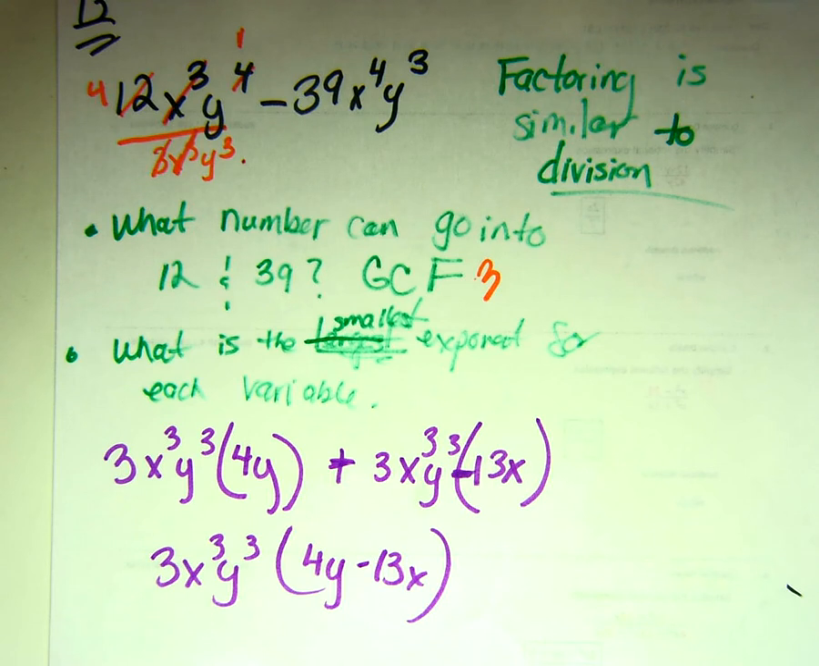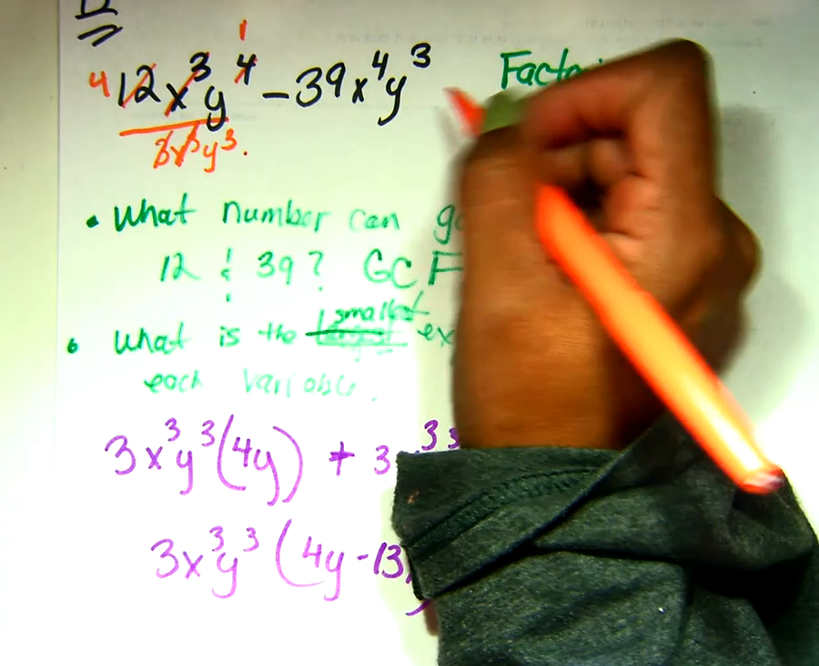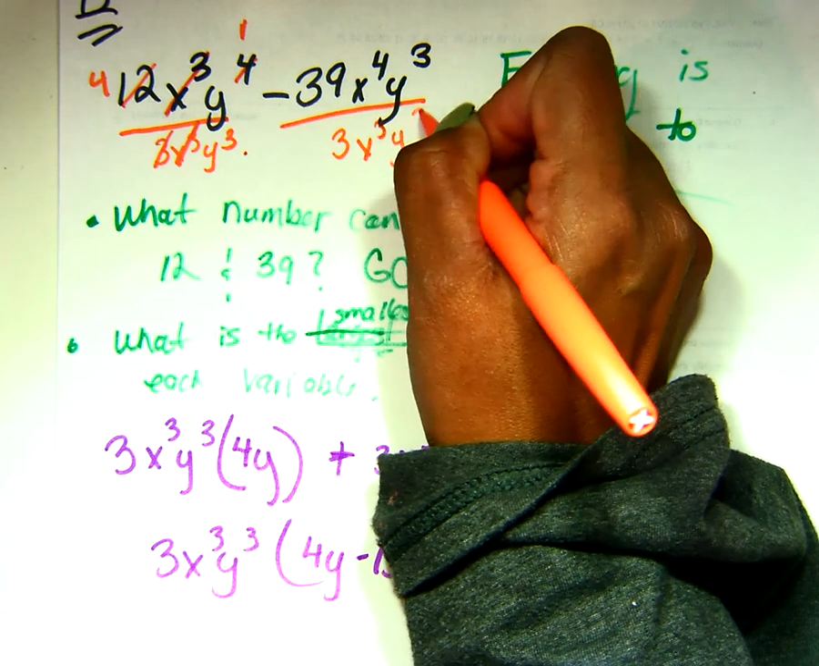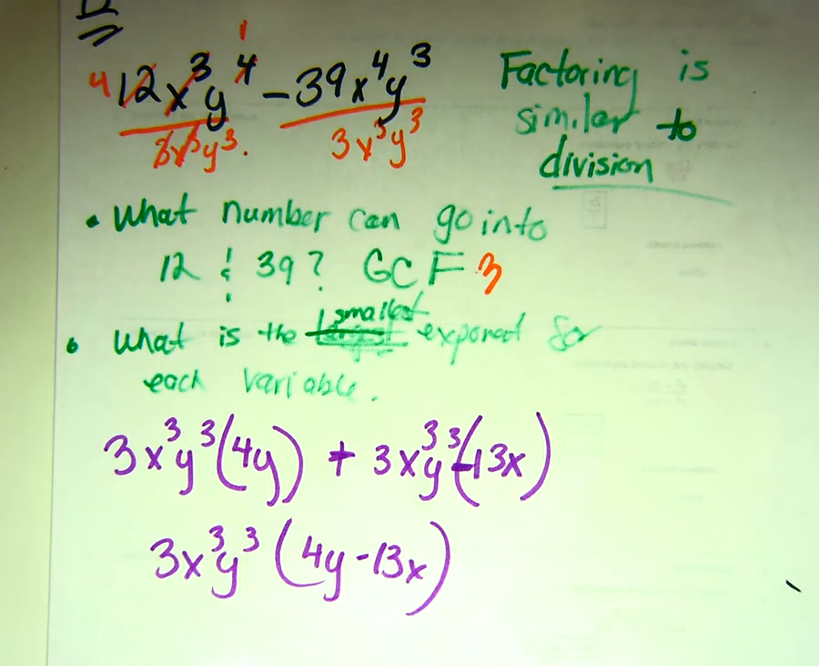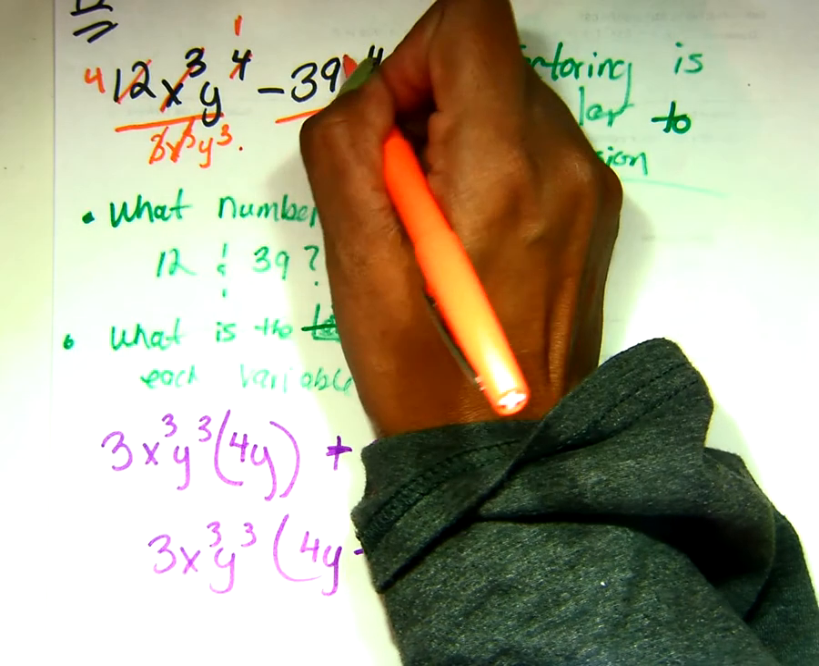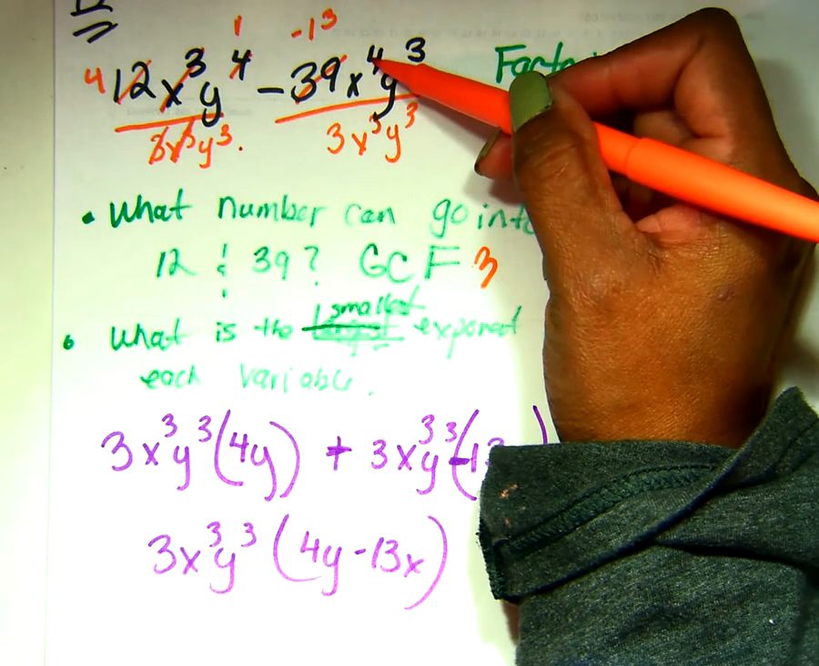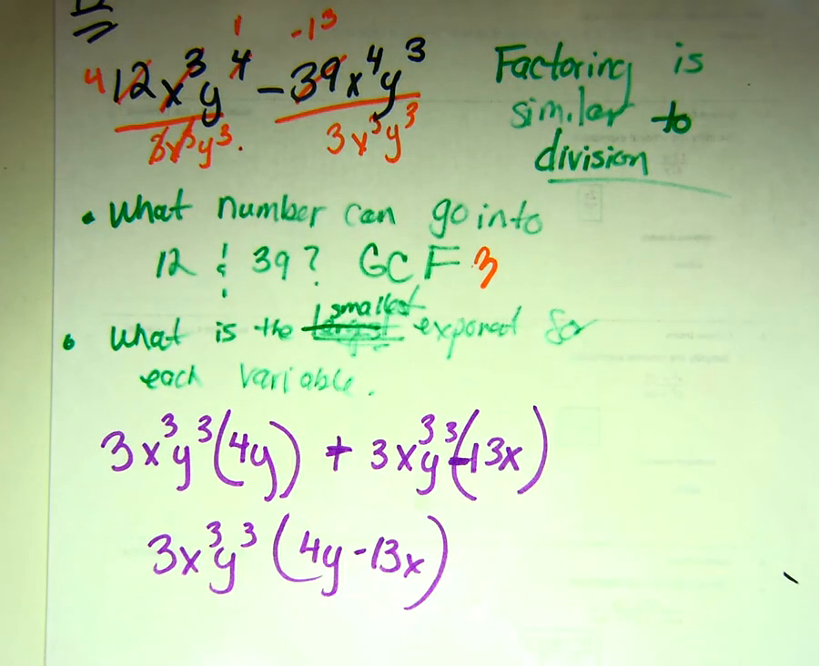Now we're still going to do some more division. Let's do it right here. Now remember, the x cubed and the y cubed are coming from my smallest exponent. So now we have positive 3, so that's why you have that positive right here. 3 can go into 39, or negative 39, negative 13 times. 4 minus 3 gives you 1, so that's where that 1x comes from right here. And then the y's cancel out.